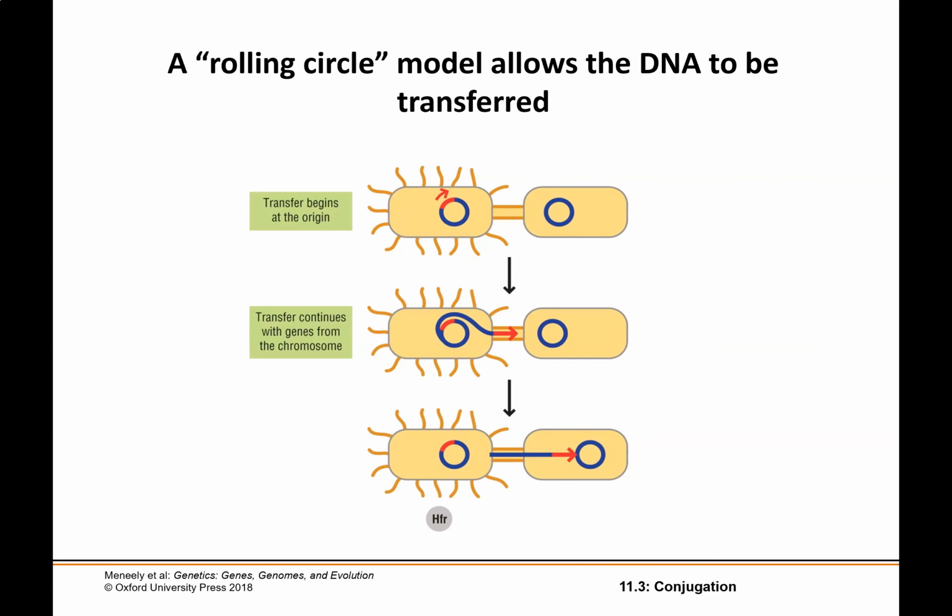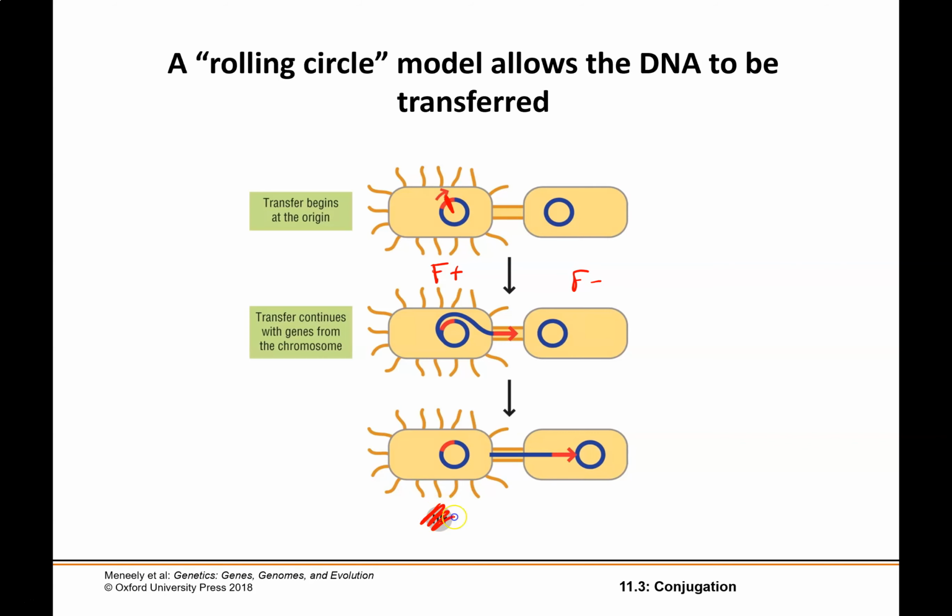So once our DNA strand is nicked at the oriT site, the origin of transfer, it is going to unwind and essentially be threaded through that pilus from our F positive cell to our recipient, our F negative cell. And that single-stranded piece of DNA is going to be transferred into the new cell.